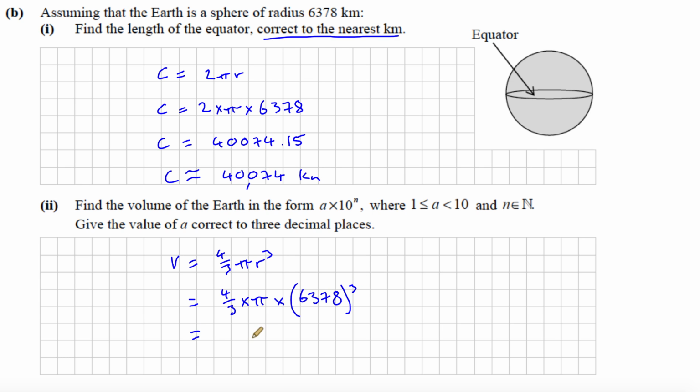And when we put all of that into the calculator, we get 1.0867 multiplied by 10 to the power of 12. So the calculator should give you the answer in standard form, because that number is too big to fit on a calculator. So that's the answer, and that's in kilometers cubed because it's volume. So it's already in standard form.